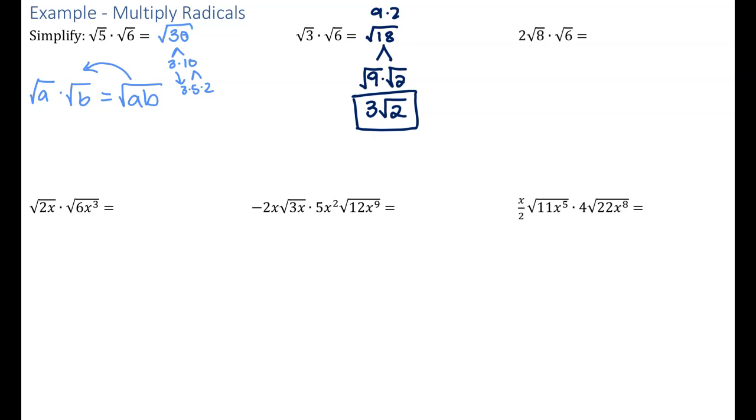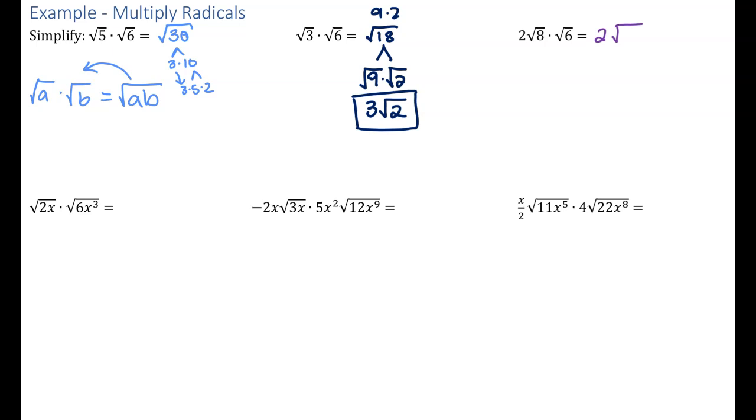Okay, just to make sure this doesn't throw you off, you might have a number already sitting out in front of your square root, and that doesn't change the process really. It just means you want to make sure you don't lose that number sitting out in front. So if I look at 2 times the square root of 8 times the square root of 6, you could actually extract out a factor of 4 from the 8. But if it's not a perfect square, I generally just combine them first so that I don't do multiple steps of extracting roots. So the 2 will just sit out in front.